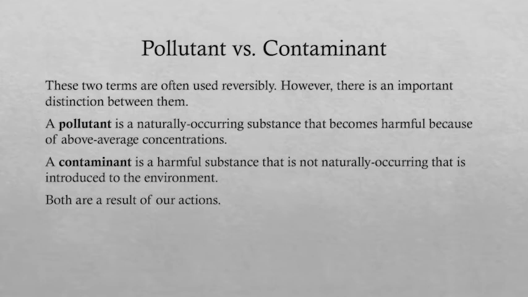In contrast, a contaminant is a harmful substance that is not naturally occurring, that is introduced to the environment. Therefore, a contaminant is a foreign substance. It is not naturally occurring. Okay? Even though they have different definitions, both are a result of our actions, either our failure to secure our waste or our indiscriminate use of our resources.